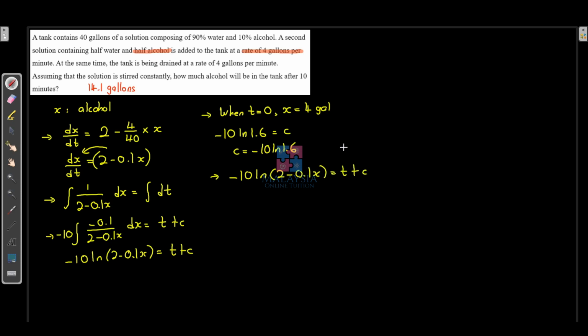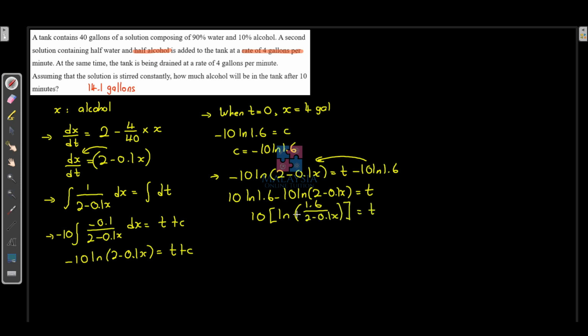So what we can do now is make x the subject. I forgot to change this. Minus 10 ln 1.6, we shift this to the left-hand side. And then what we have is 10 ln 1.6 minus 10 ln of 2 minus 0.1x equals t. So we can take out the 10, and then we will have ln of 1.6. Since you have minus, that is going to be divided. So 1.6 over 2 minus 0.1x equals t. And then you can shift the 10 to the right-hand side.